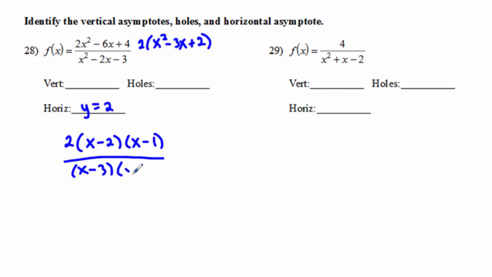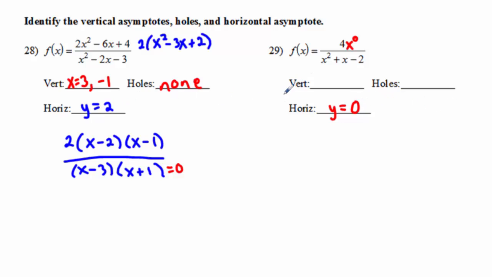The bottom, when I factor, gives me x minus 3 and x plus 1. Which means that nothing cancels. And so there aren't any holes, but there are two vertical asymptotes where the bottom equals 0. So that's at positive 3 and negative 1. On 29, my horizontal asymptote, since there's not an x on top, it'd be like an x to the 0. The top is smaller than the bottom, which means my horizontal asymptote is at y equals 0.